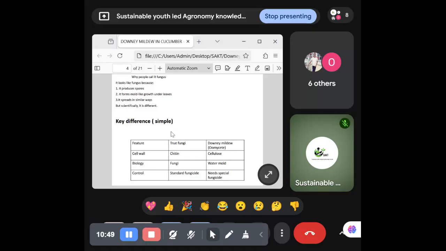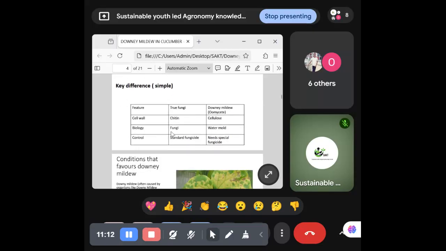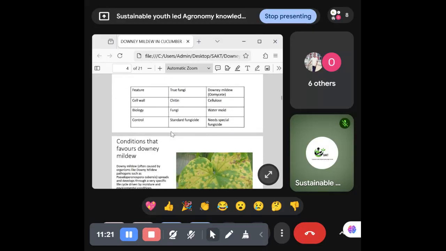We see a table to differentiate downy mildew from other fungi. The cell wall of a fungus has chitin, but for downy mildew, it is cellulose. Biologically, it is a water mold, it's not a fungus. I'm bringing all these notes so that we will be able to combat it. You are not fighting a fungus, so you need to know what you are dealing with. That's why I'm bringing these introductory notes so that we truly understand what downy mildew is.